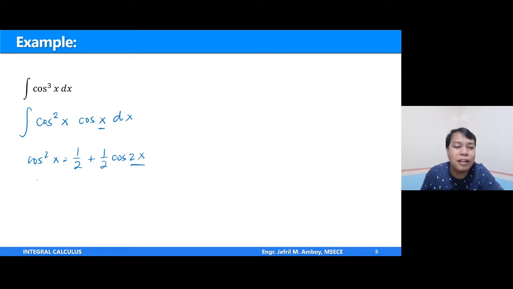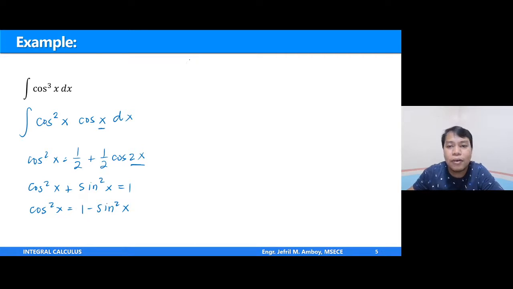Na ano pang alam yung identity para sa cosine squared x? Yung Pythagorean identity. Remember the Pythagorean identity that cosine squared x plus sine squared x equals 1. Okay. So, I can now express cosine squared x in terms of 1 minus sine squared x. So, now pwede ko na itong i-rewrite. Yung given natin, pwede ko na siyang i-rewrite as cosine squared is 1 minus sine squared x. And then, I copy the remaining cosine of x and then dx.